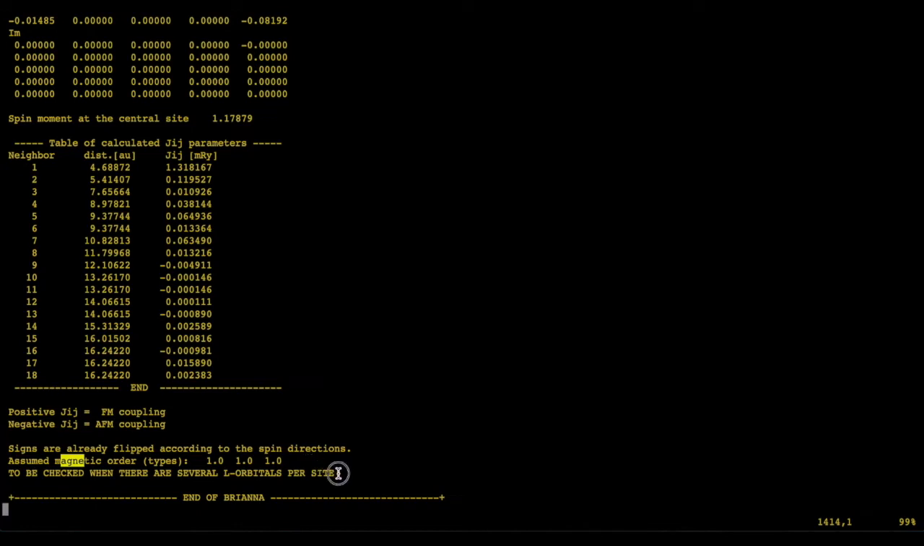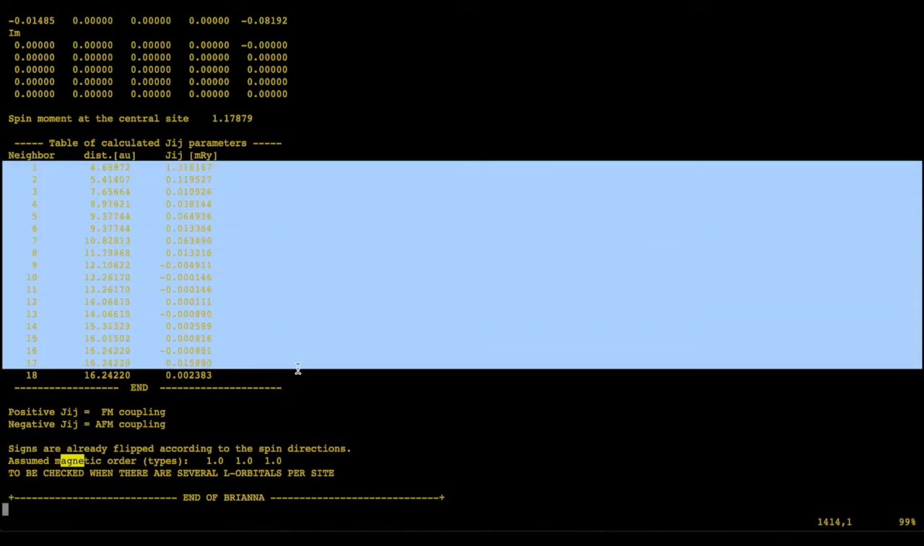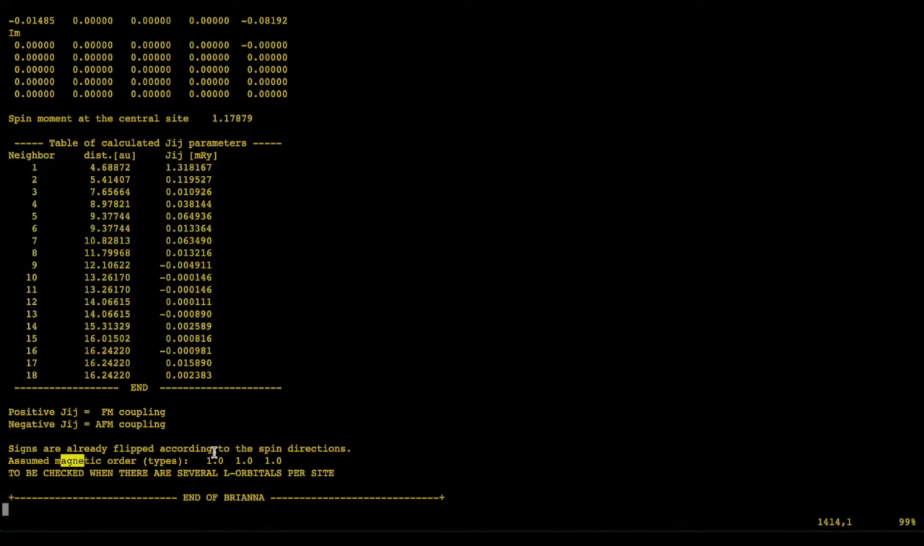For example, if you have several orbitals on every atom. In our case, we have a ferromagnetic system where all the spins are pointing in the same direction and the code identified it correctly. So it means that we can trust the signs of the jijs. If you see that this table is wrong, then you have to flip the sign of certain jijs. But as I said, I never had to do it.